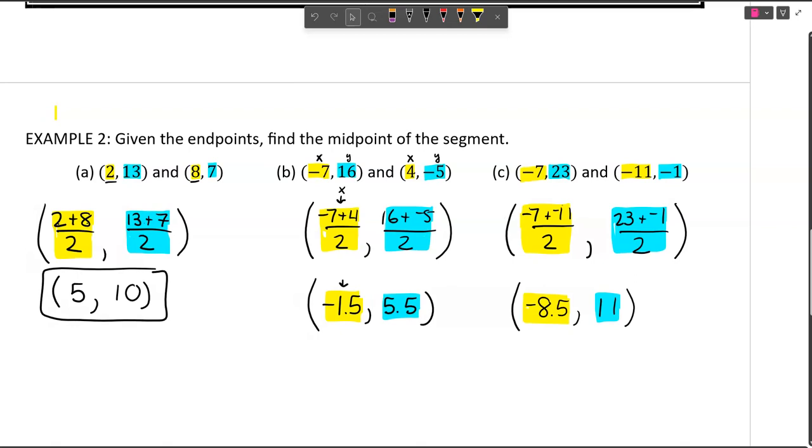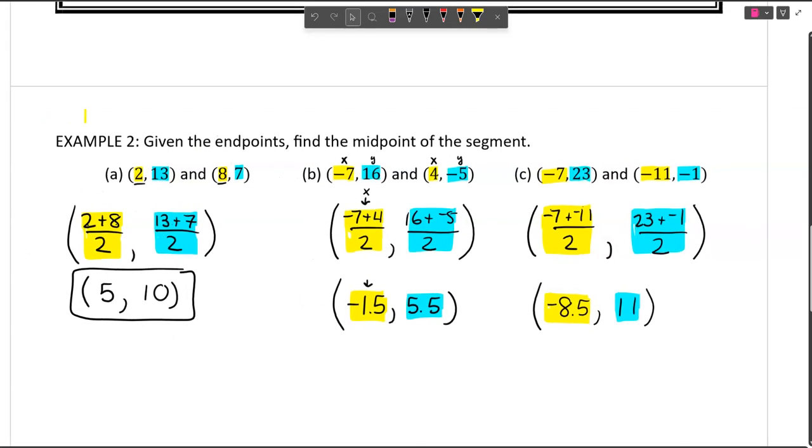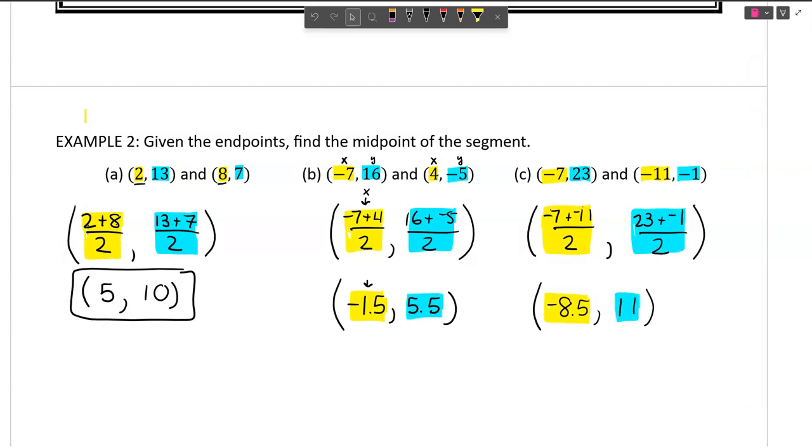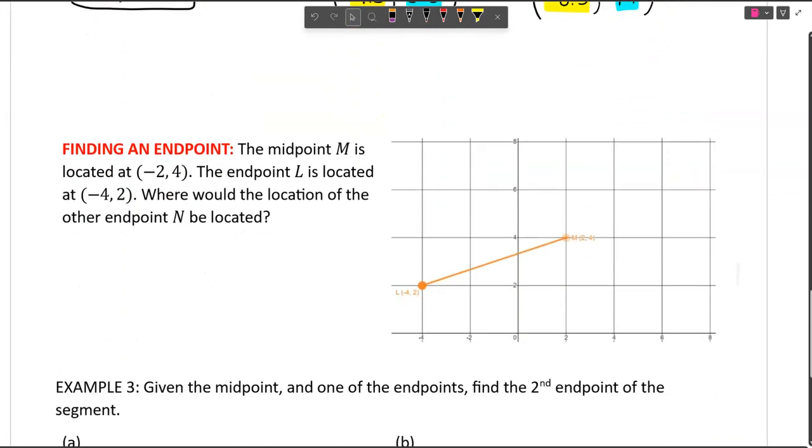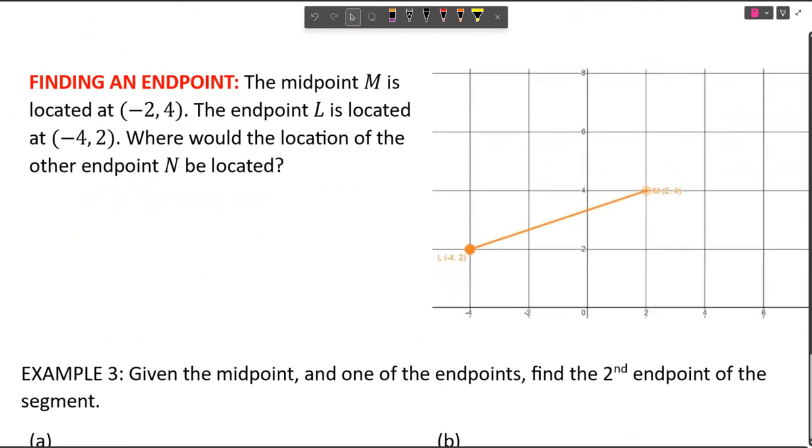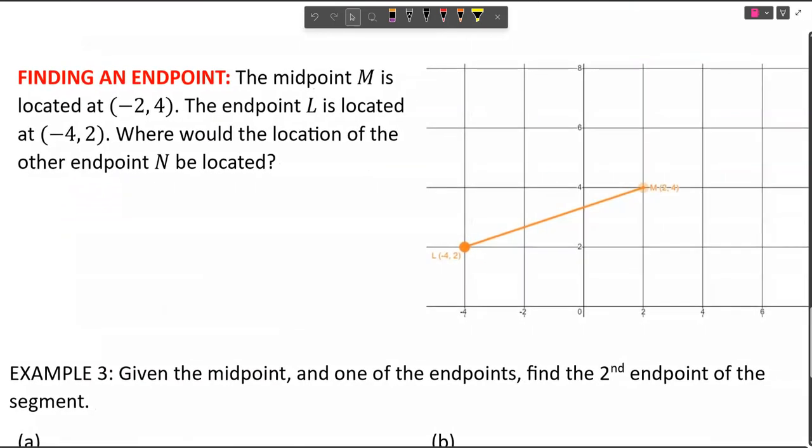Now let's look at one last variation of this, because sometimes we're going to be encountering situations where we might know what the midpoint is, and we need to locate the other side or other end of a segment. So let's look at this example here. Point M is located at -2, 4. So that's this one right here. Point L is located at -4, 2. That's right here. Where would the location of the other endpoint be?